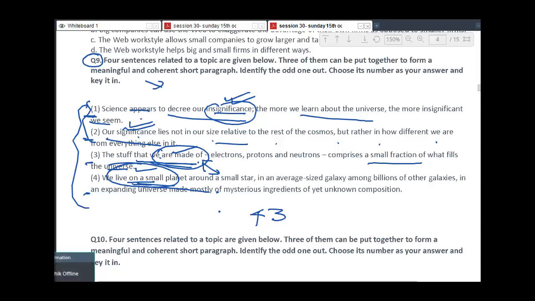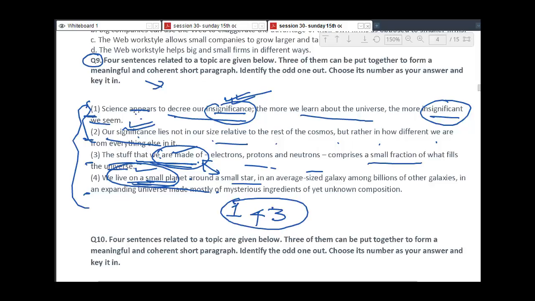So I would always start with sentence one, because sentence one is a broad idea. It says here, science appears to decree our insignificance. Why insignificance? Because we are very small, we are insignificant, we are nothing. The more we learn about the universe, the more insignificant we seem, correct? And then it says we live on a small planet. So we are insignificant, we live on a small planet, small size people, we are made up of small things. So what I get basically is that 1-4-3 is going in the same direction and forms a kind of coherent idea having a similar message.